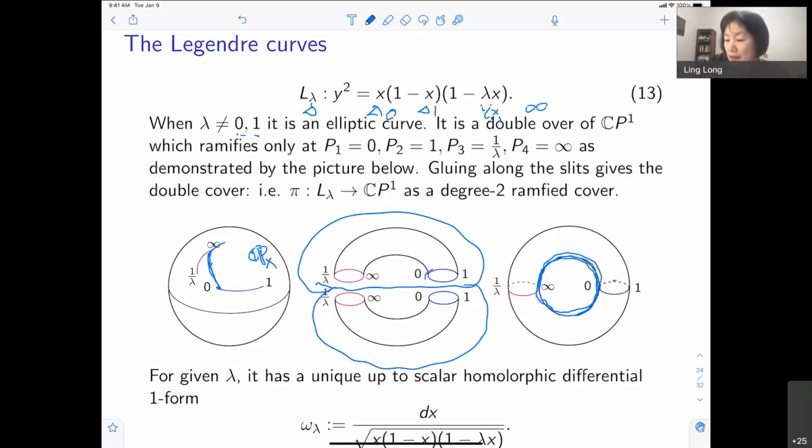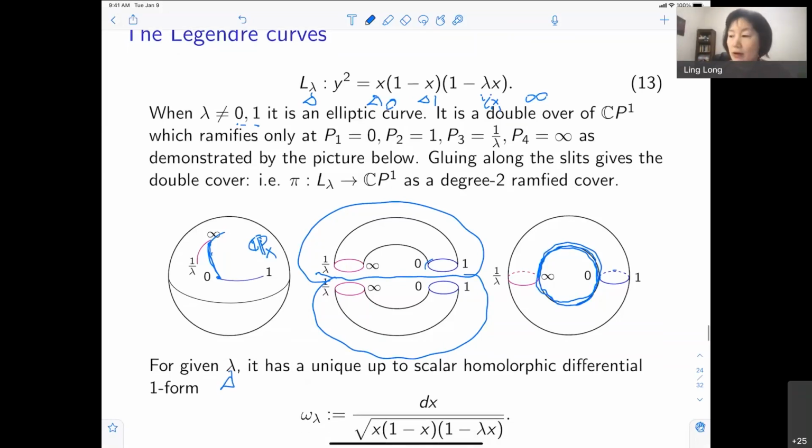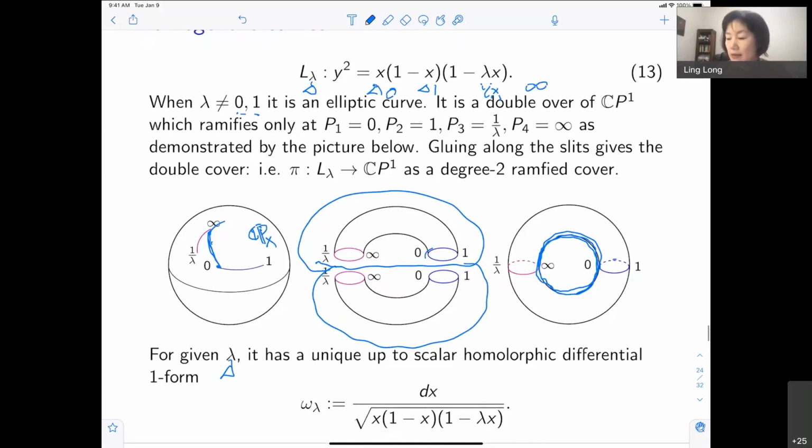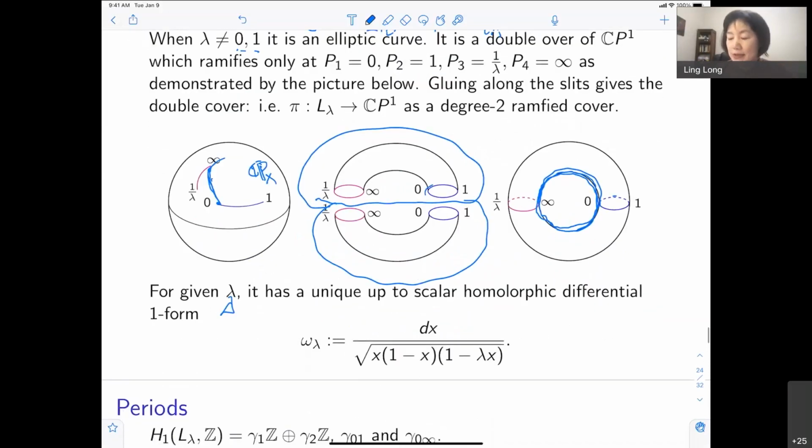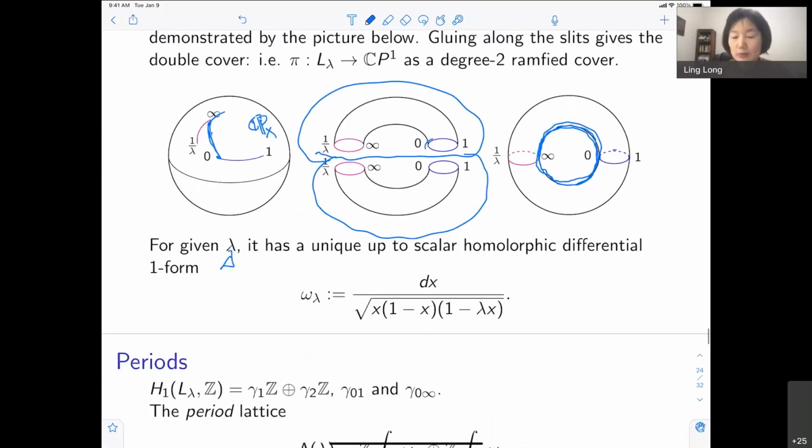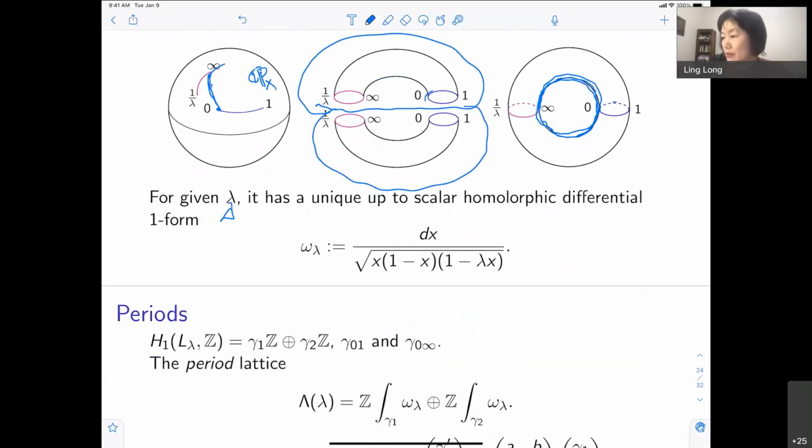So now for given lambda, if I look at this elliptic curve, then we all know that up to scalar, there is only one holomorphic differential one form. For this particular case, it's written as omega lambda, which is dx over square root of x(1 minus x)(1 minus lambda x). All right, so this is the homology group I mentioned. There are 2, one corresponding to the loop around 0, 1. The other one is 0, infinity.